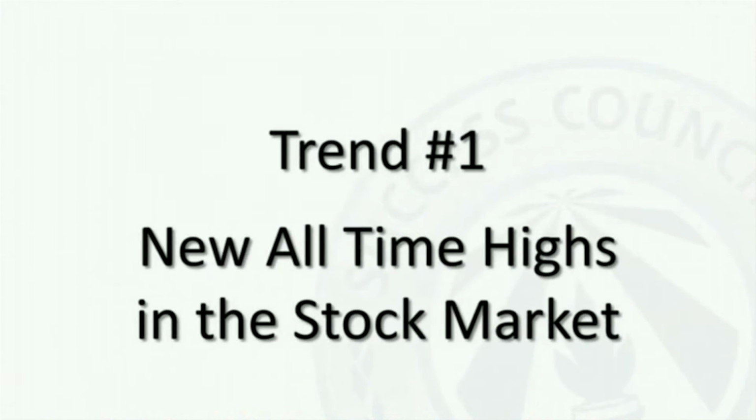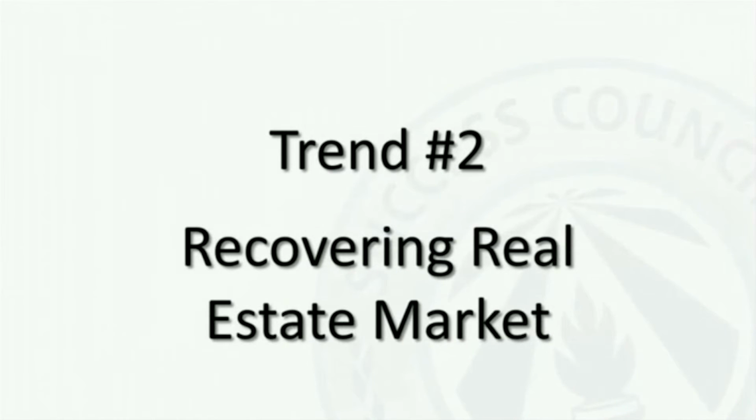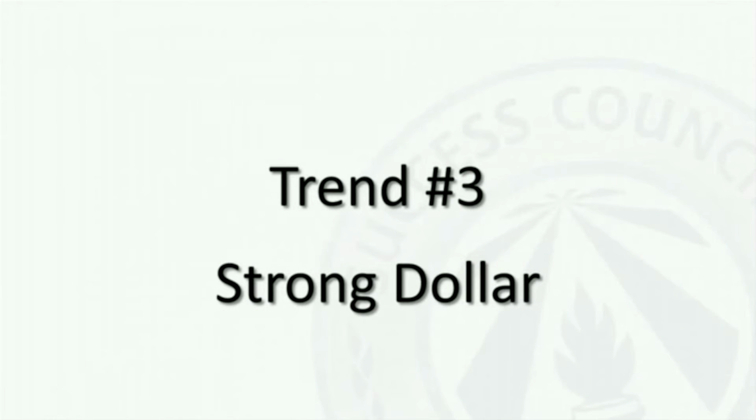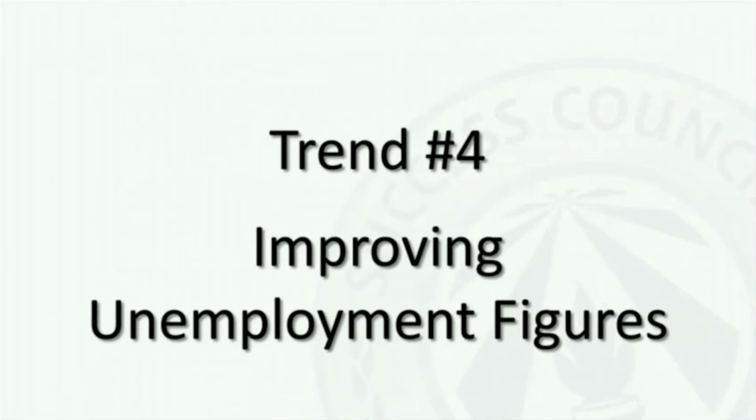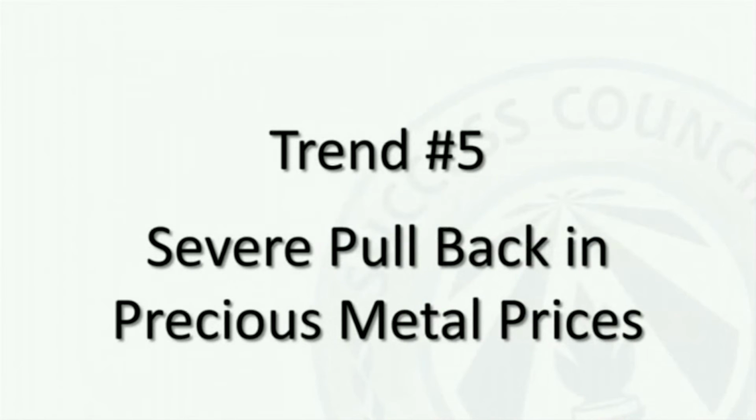Let's look at some of the trends that are happening of late that seemingly refute everything we would expect to happen and would suggest that we're in the middle of a great recovery. Trend number 1, new all-time highs in the stock market. Trend number 2, recovering real estate market. Trend number 3, strong dollar. Trend number 4, stabilized or slightly improving unemployment figures. Trend number 5, severe pullbacks in precious metal prices.